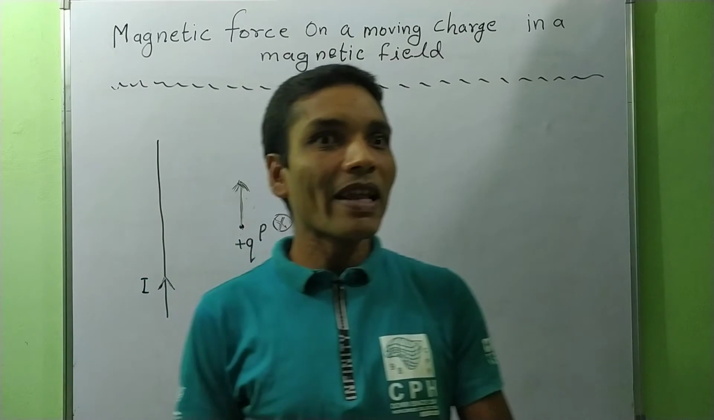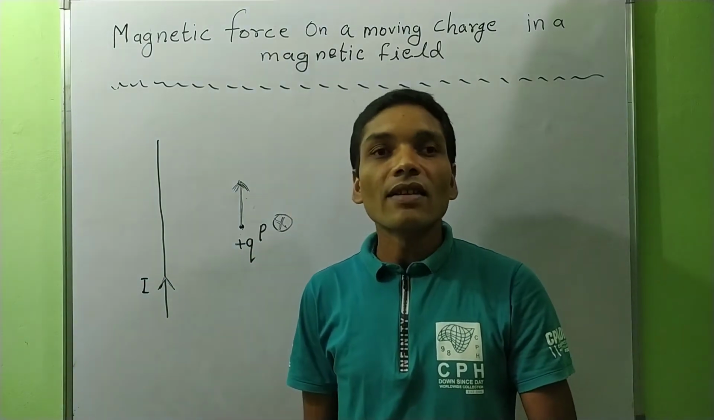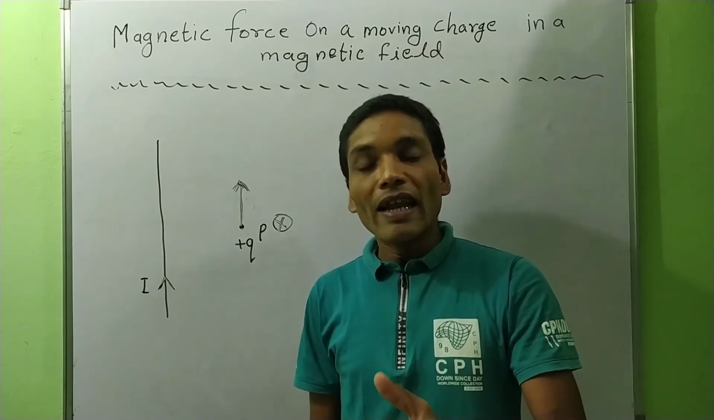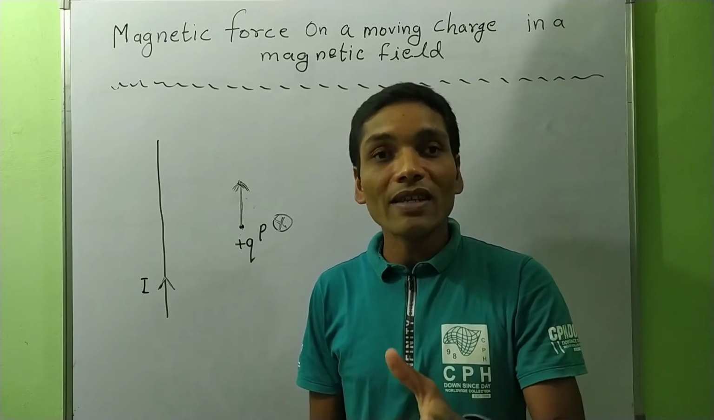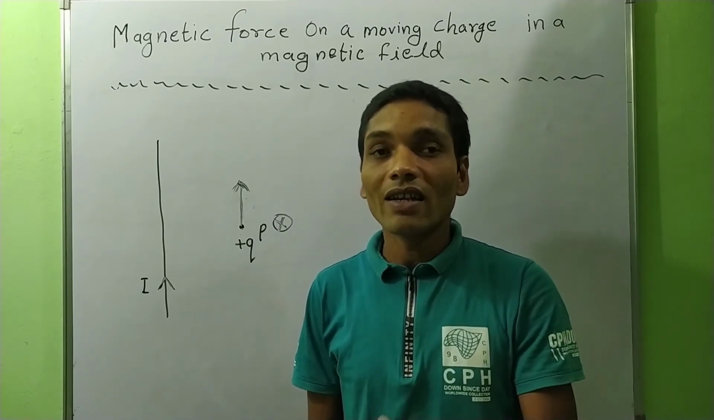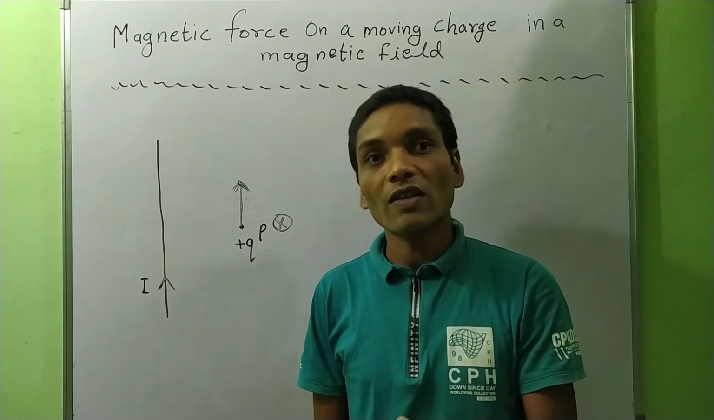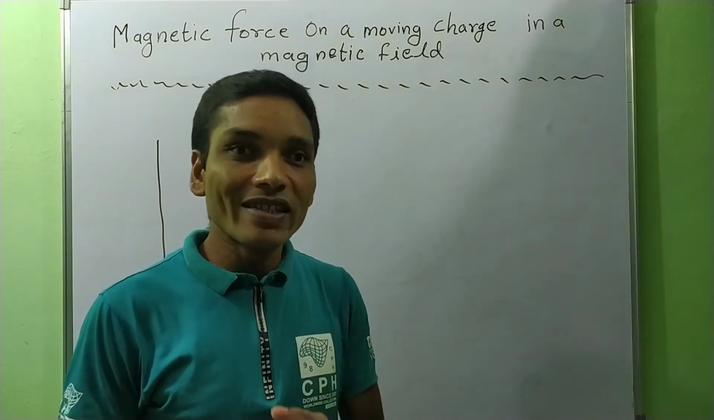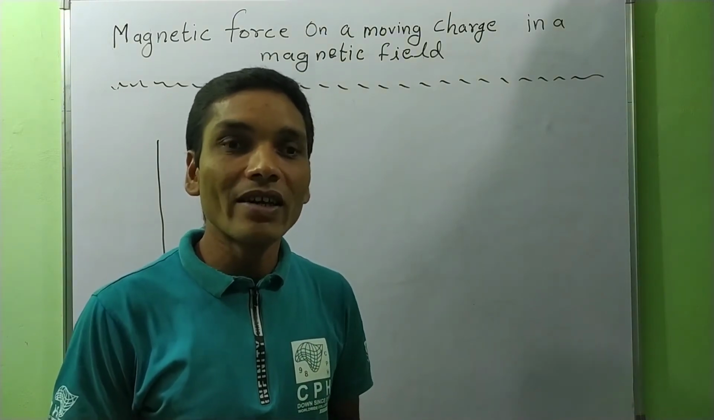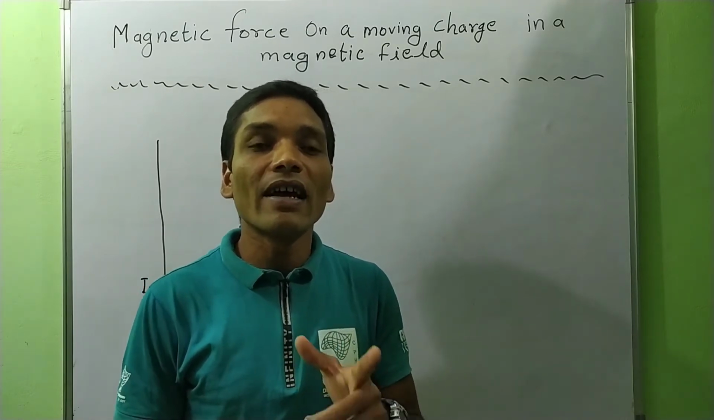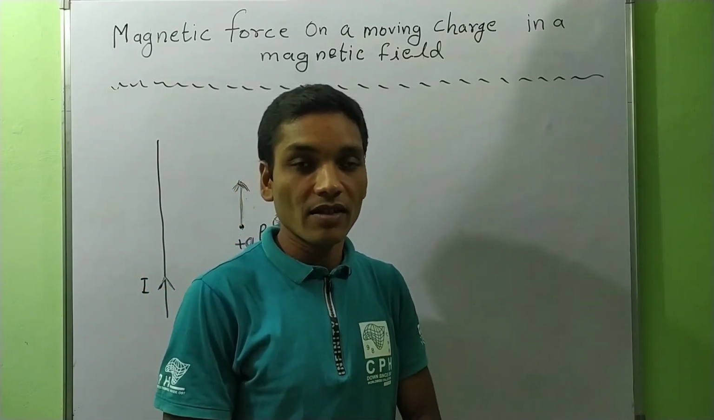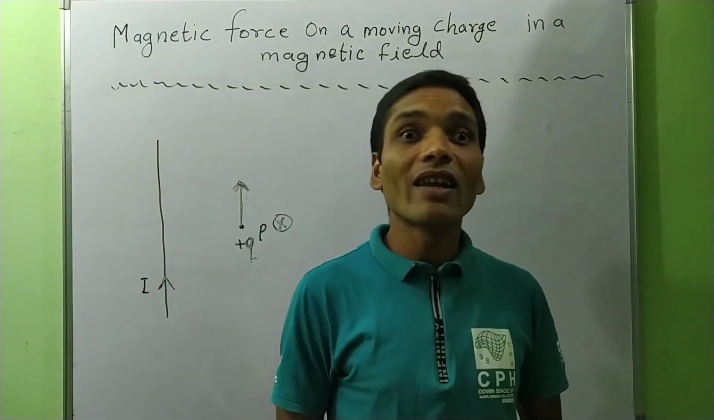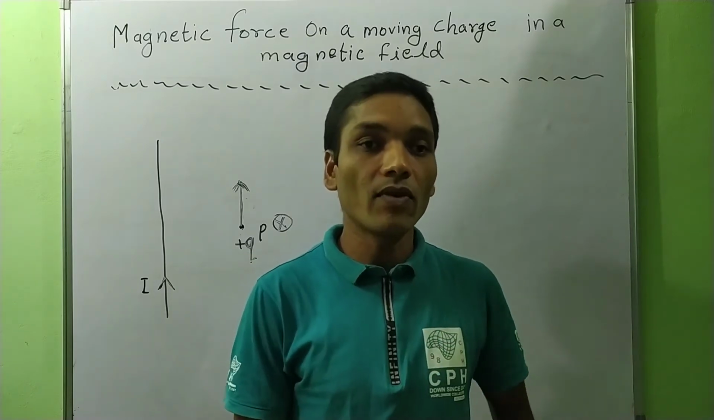So the Fleming's left hand rule determines the direction of magnetic force on the moving charge particle, and the right hand palm rule number 2 also gives the direction of magnetic force on the moving charge particle. This magnetic force on the moving charge particle in the magnetic field was first recognized by Hendrik Antoon Lorentz, and that's why this magnetic force is called the magnetic Lorentz force.